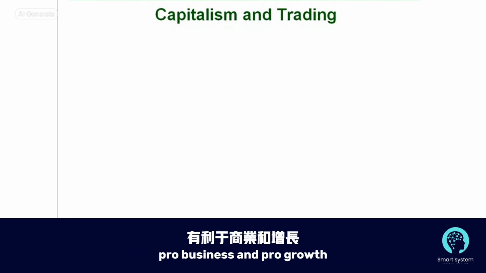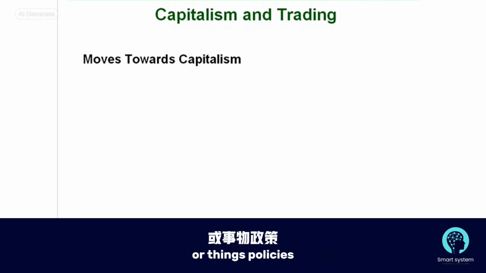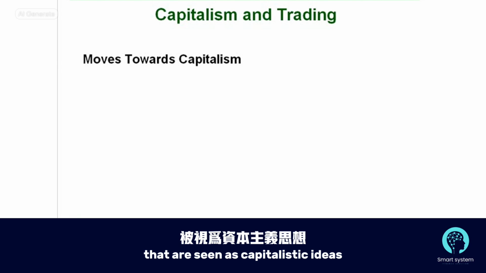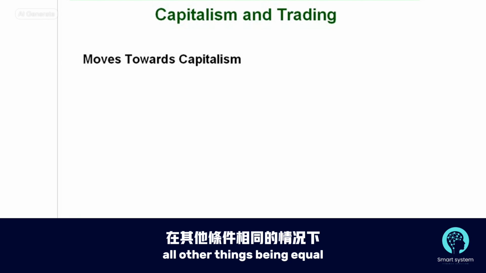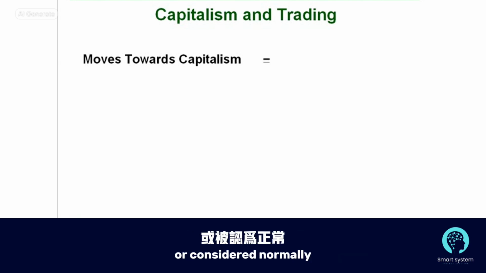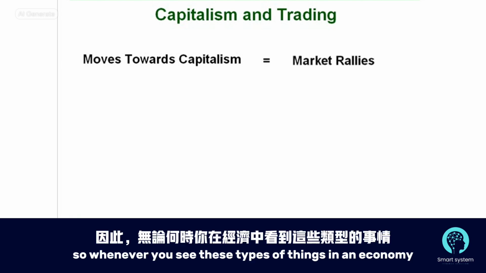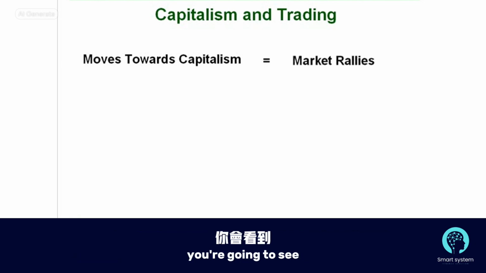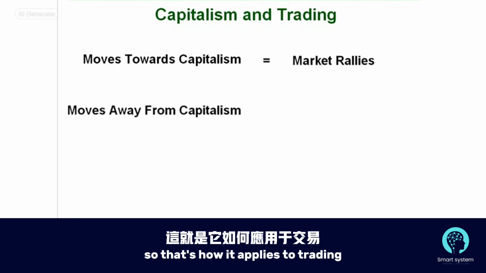So whenever you see an economy, or policies, that are seen as capitalistic ideas, or moves towards capitalism, this is normally going to equal market rallies, all other things being equal. Similarly, moves away from capitalism are considered normally anti-business and anti-growth by the market. So whenever you see these types of things in an economy, you're going to see market declines or market sell-offs. So that's how it applies to trading.